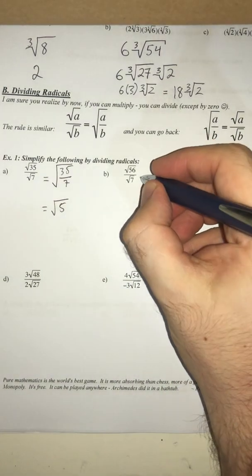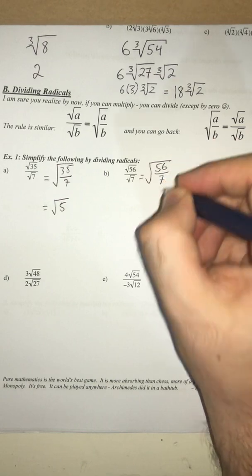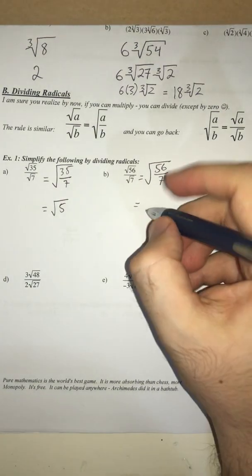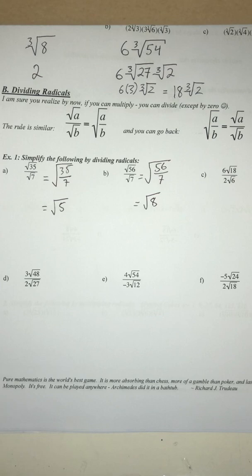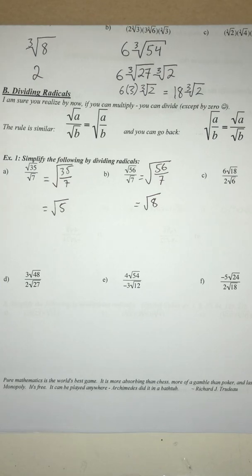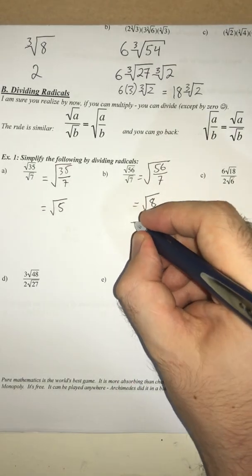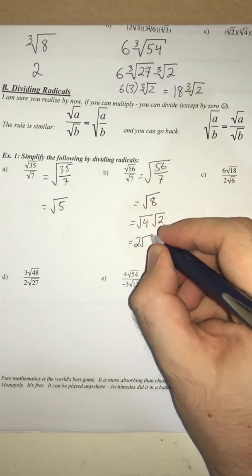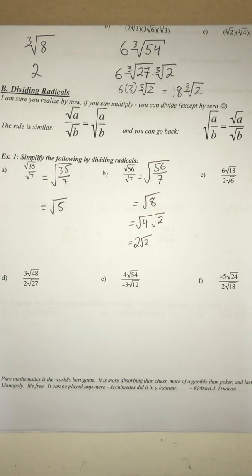So we can do the same here. Under the square root, 56 over 7. You can actually divide that. You'd get the square root of 8. And there's your answer. Except I can simplify this. Anytime you can simplify it, simplify it. So I can factor out root 4. Always double check and make sure that you can see if you can do something like this. Not always. Sometimes you'll be able to.